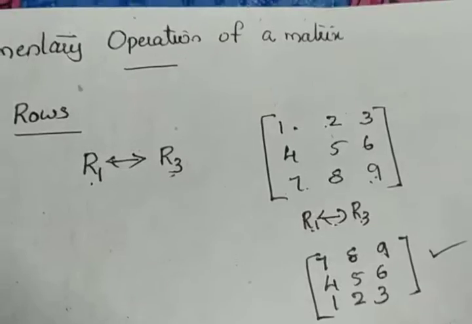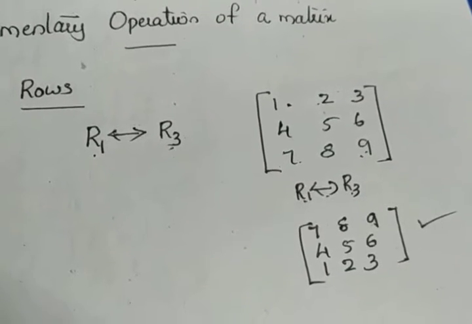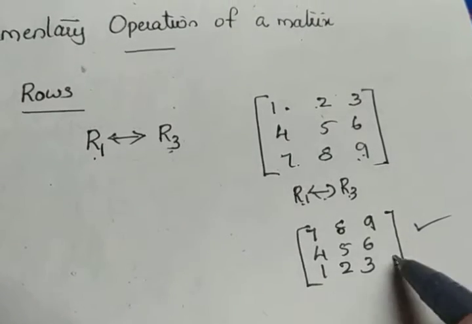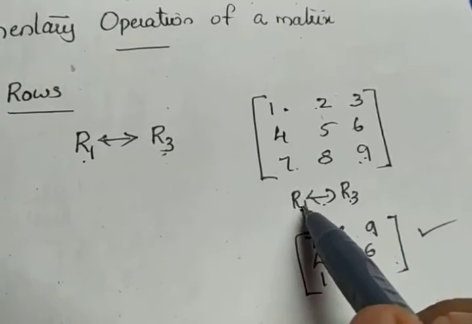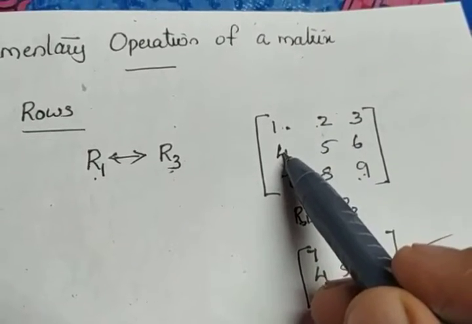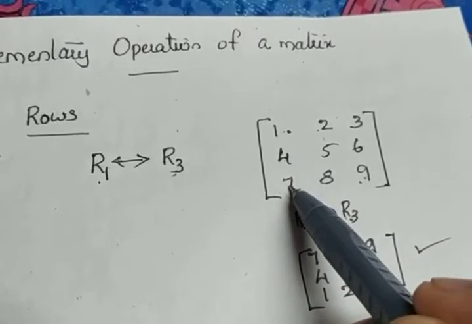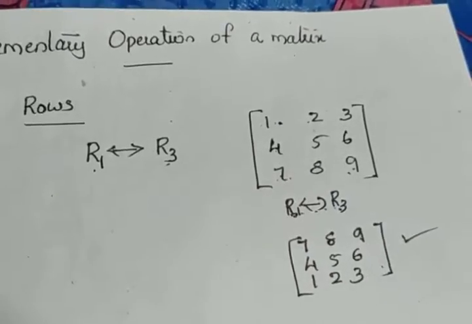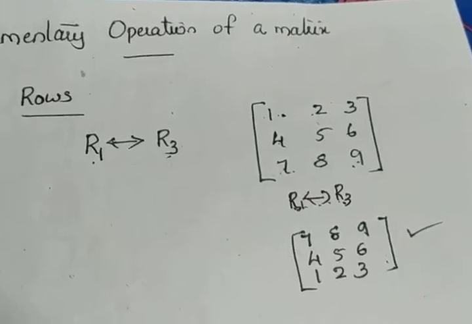So this transformation is the first one in the case of row. This transformation is possible. We can interchange any two rows. R1 and R2 can be interchanged, or R2 and R3 can be interchanged, or R1 and R3 can be interchanged. Rows can be interchanged.